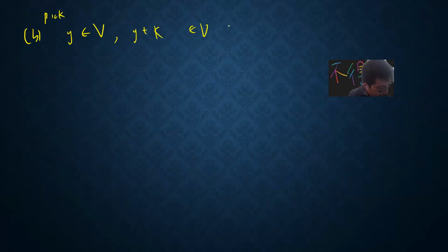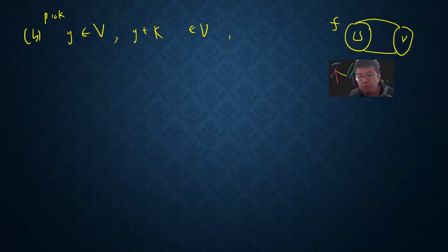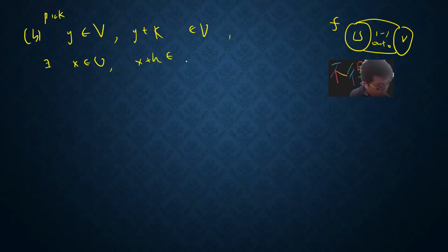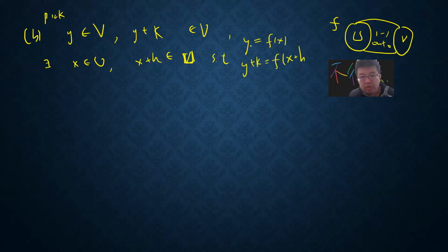Okay, so proof B. Let me just pick y belongs to V, and let's say y plus k belongs to V. By the way, these are vectors. By definition, f maps U to V, and this is one-to-one and onto. So there exists x belongs to U, with x plus h belongs to U, such that y equals f of x, because it's onto, and y plus k equals f of x plus h.